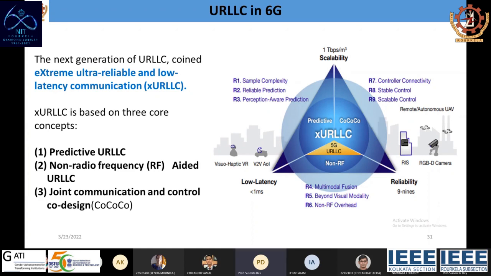By contrast, extreme URLLC will exploit non-RF modalities such as RGB camera images for channel prediction. This data provides rich features for predicting extreme and sudden events, maybe blockages, which cannot be done with the current RF-based solutions.